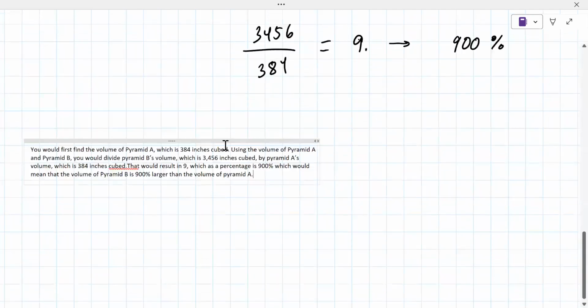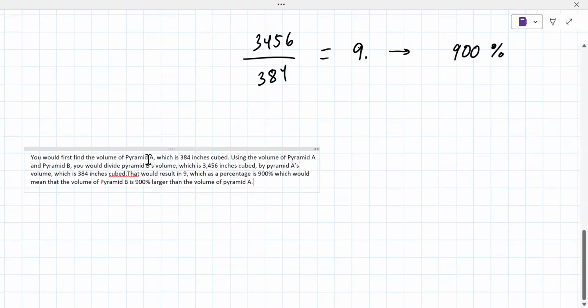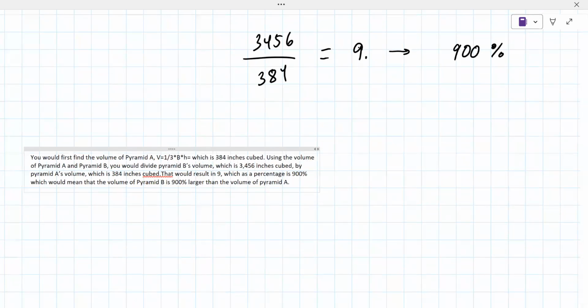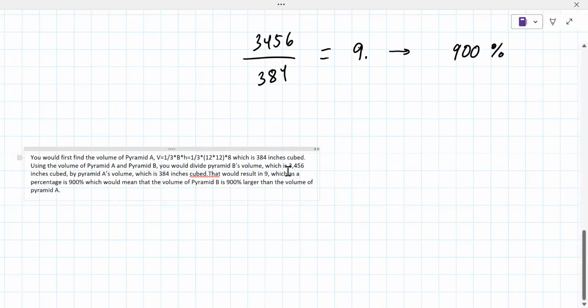All right, so first you find the volume of pyramid A, which is 384 inches cubed. You didn't say how you found it though. That's the problem. You've got to give the formula for it. Volume equals 1/3 area of the base times the height, and then you might even put the numbers in: 12 times 12 times 8, which is 384 inches cubed. Then divide, which would result in 9, which is 900 percent. Yeah, that's good.